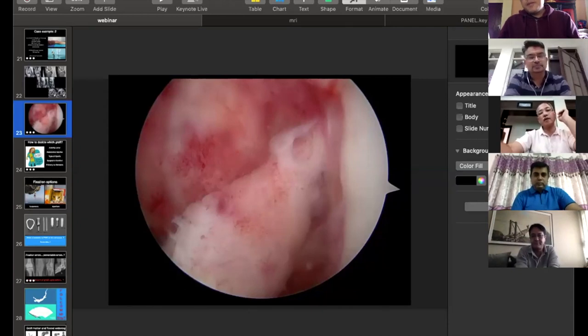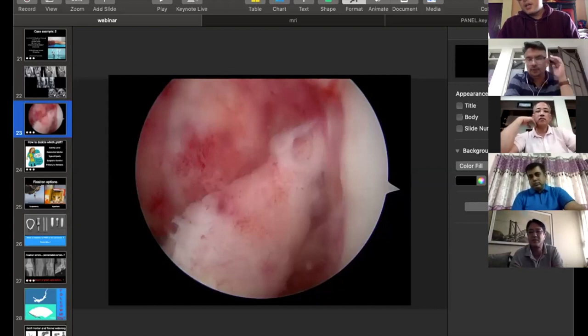There has been a paper that if you do all remnant preservation in ACL reconstruction, you may need to do notchplasty as well. What is your take on that, Rajeev sir? As far as possible, no notchplasty. Because there are various papers; some people say the notch even regrows more aggressively. Right.